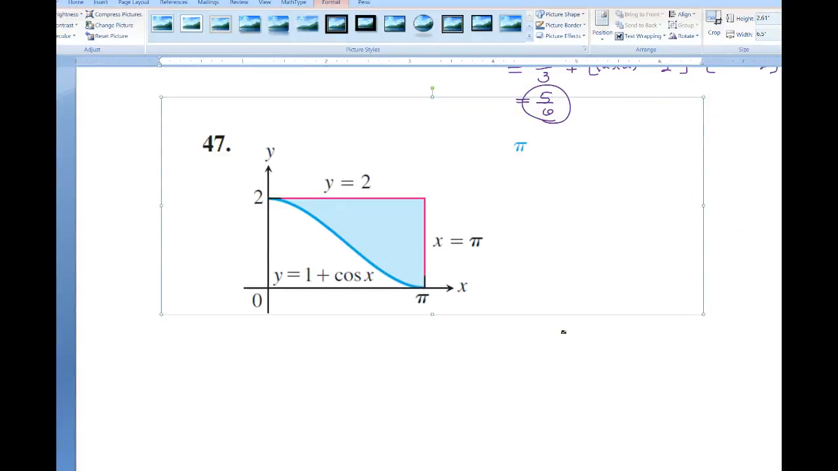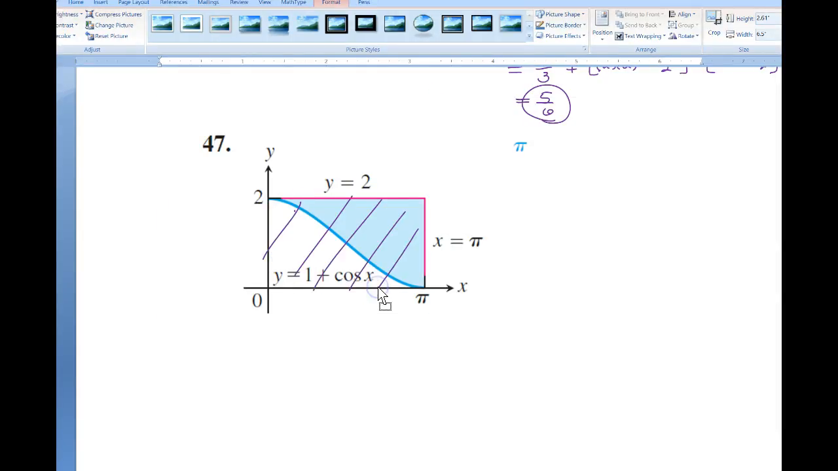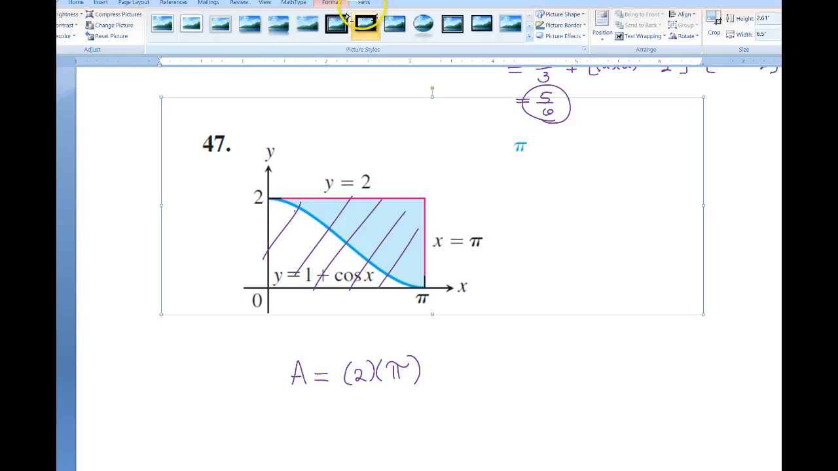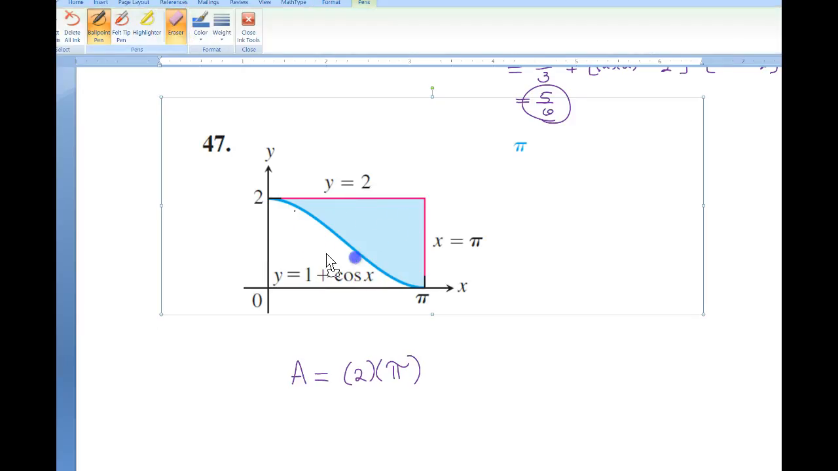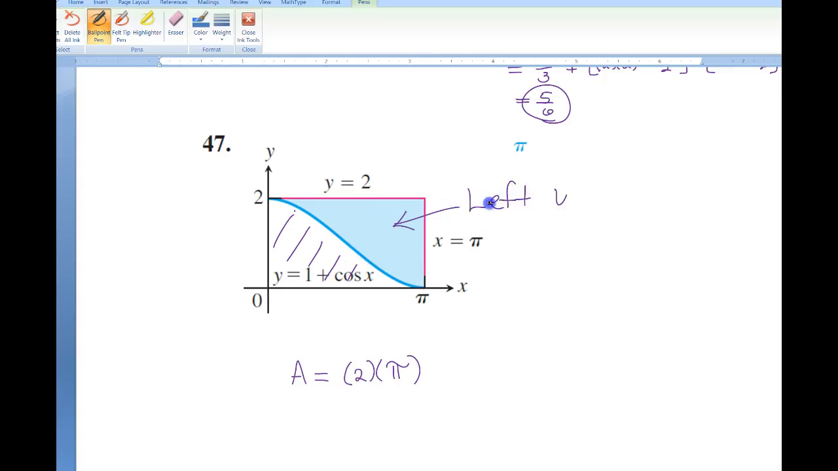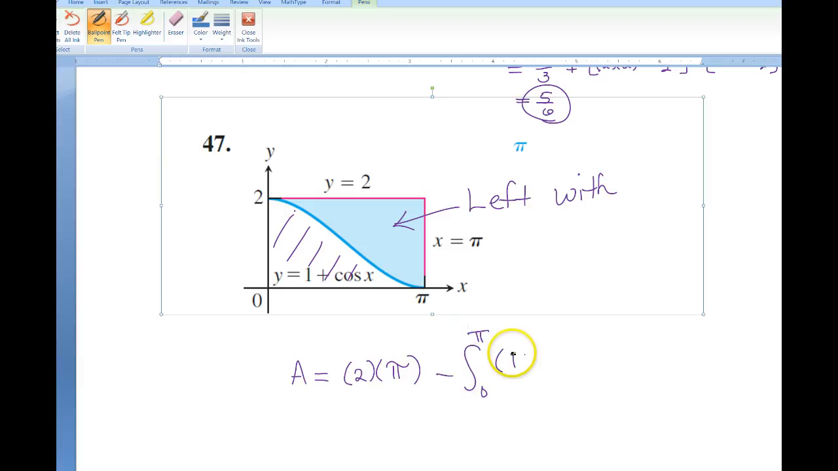Okay, this is kind of reverse area. Picture that if you took this entire rectangle, what's the area of the rectangle? Good, 2 times pi. And if I subtract the area under the curve, I'll be left with the shaded region. So I'm going to subtract the integral from 0 to pi of 1 plus cosine x dx.